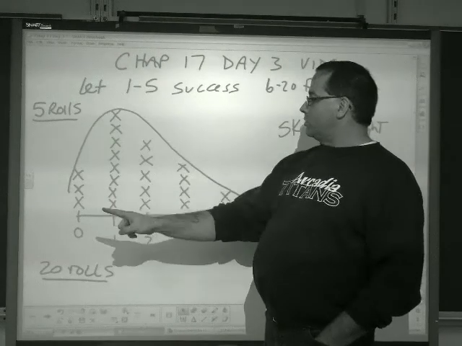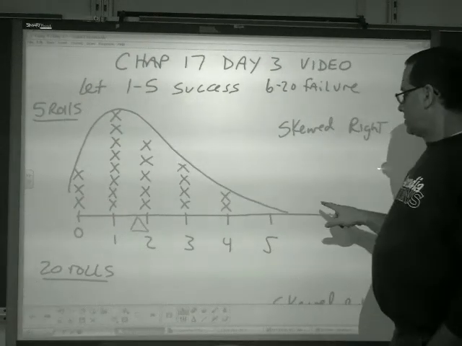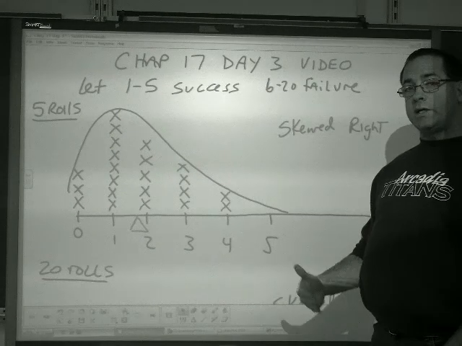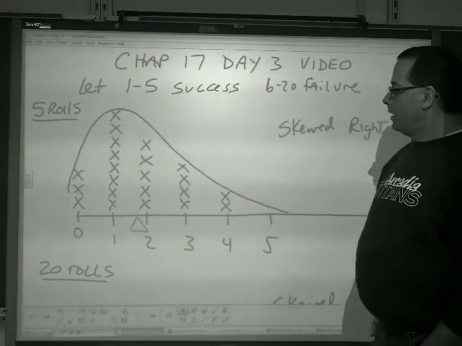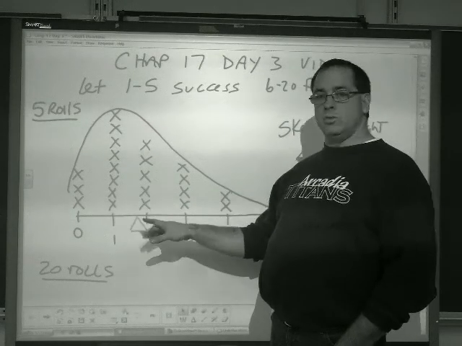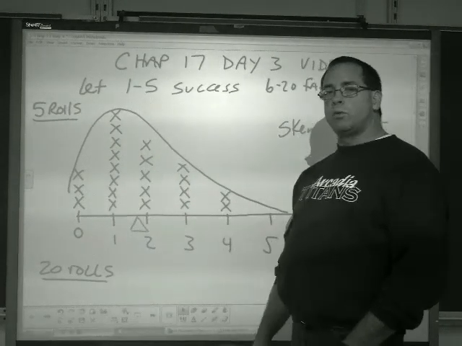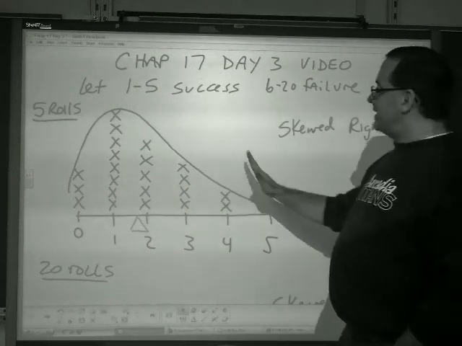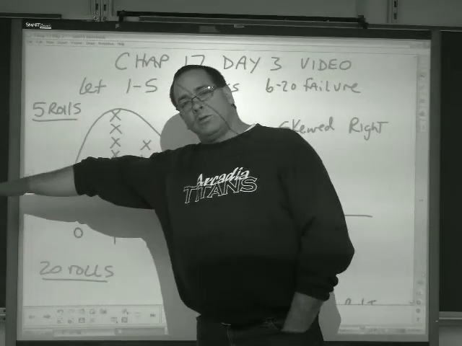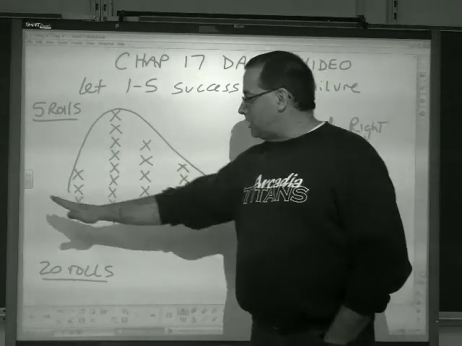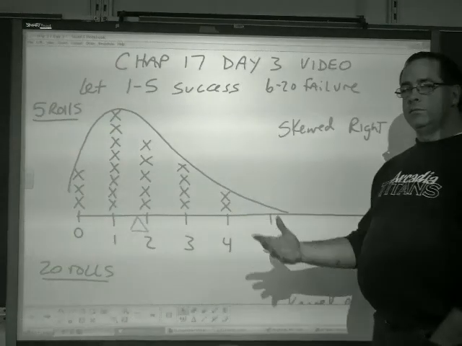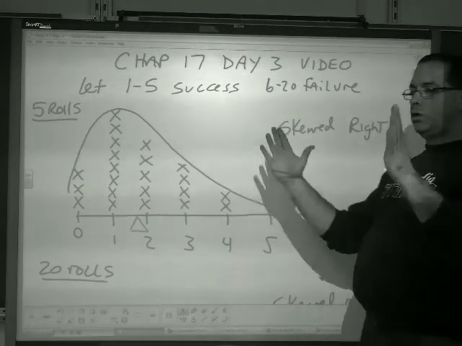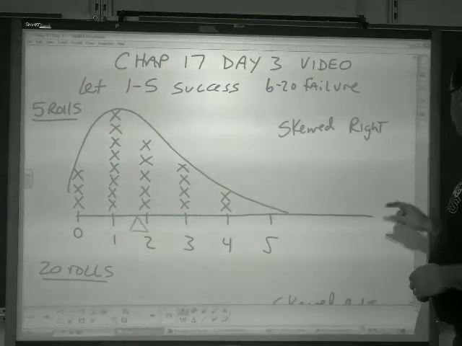But for 5 rolls, all classes took on a shape similar to this. This might not be exactly your data, but it was very similar. The average was somewhere around 1 or 2. That was the green arrow that you guys told me where to put. And we noticed that it was skewed right. We did not get a tail out the back because you can't get negative successes. So 5 rolls, fairly skewed, very small standard deviation.